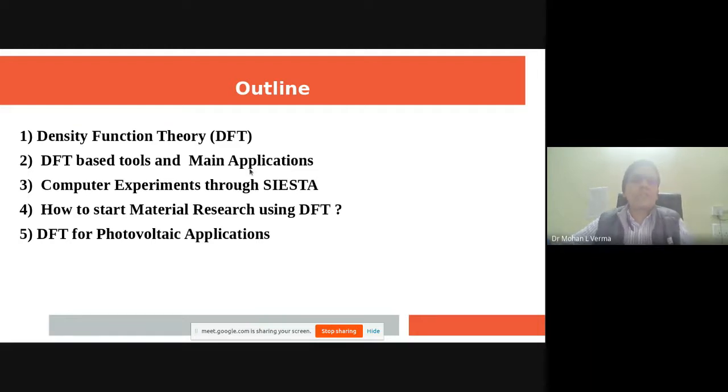Nowadays the term density functional theory is not new, but we will go into some detail in this presentation. The work related to this density functional theory, or computational work, is referred to as computer experiments, for which we are using Siesta. I will also give a glimpse of how to start material research using DFT, and as in the title, I will include some terms related to photovoltaic application. So how can one use DFT for photovoltaic application? I will conclude my lecture with this part.